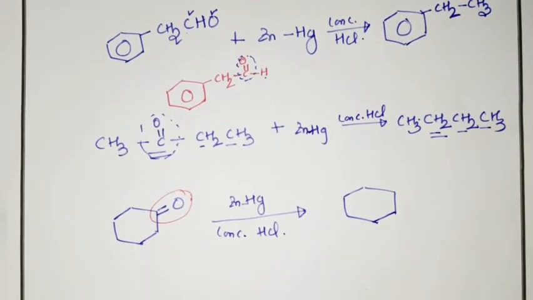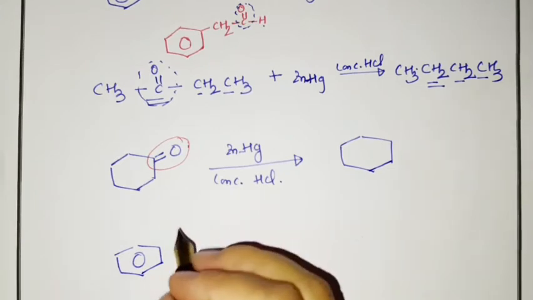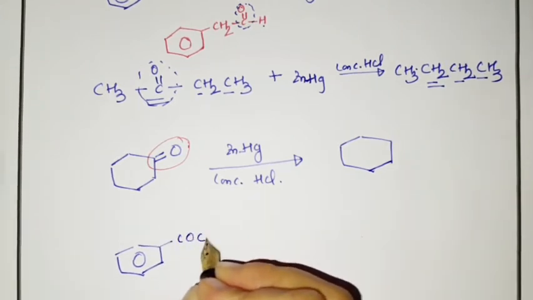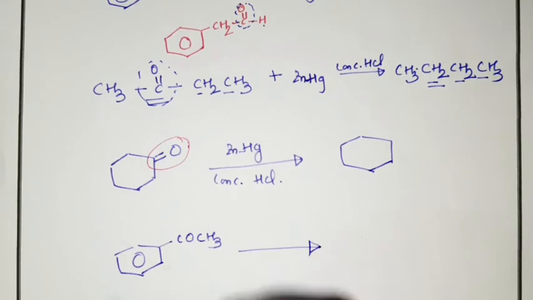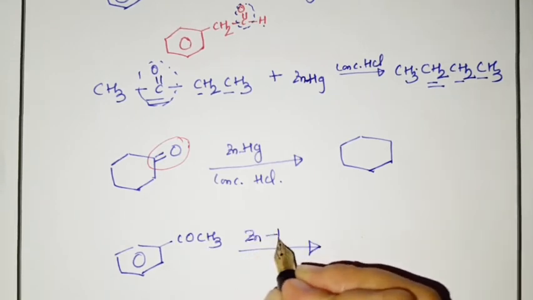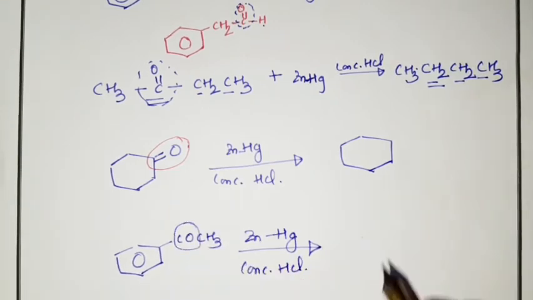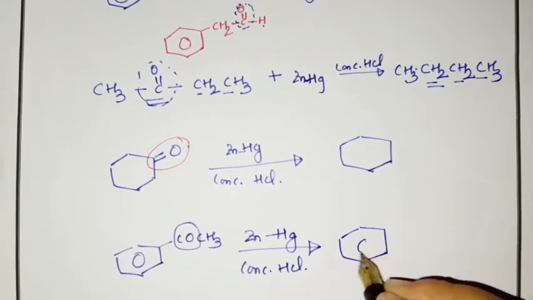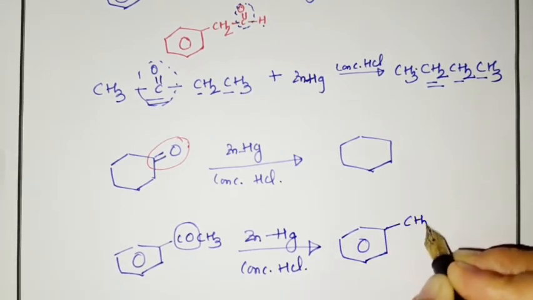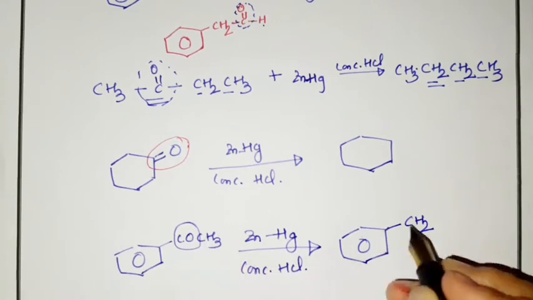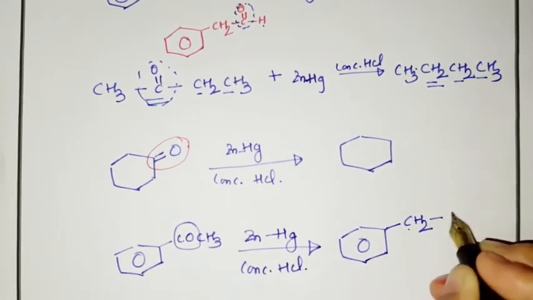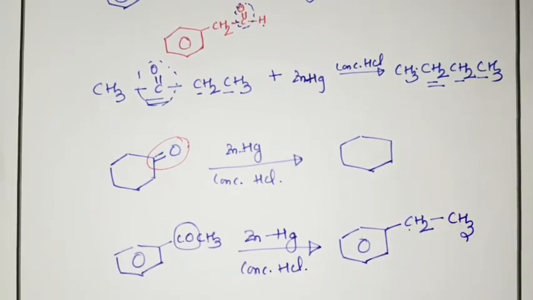Again, last one. Okay, so if we have this one, COCH3, if we do this Clemmensen reduction, zinc amalgam, concentrated hydrochloric acid, what will happen? CO group will get converted to CH2. So simply, identify the CO group, then you can easily write down the product. So CO will get converted to CH2, and the rest remains, there will be no change at all. This is what the Clemmensen reduction is.